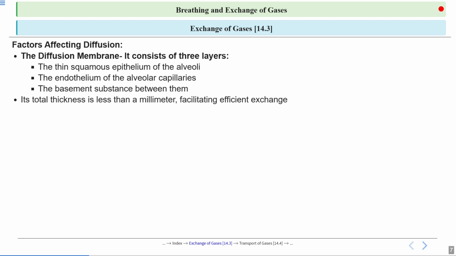So three things are there, right? It can be asked in the examination. Its total thickness is less than a millimeter, facilitating efficient exchange. Why are they thin? Because the main function here is the exchange of gases. If the wall is thick, then the exchange of gas will be affected, right? So they keep their membrane very thin so that the exchange of gases will be at a higher rate, facilitating efficient gas exchange.